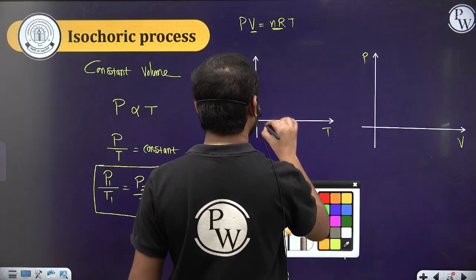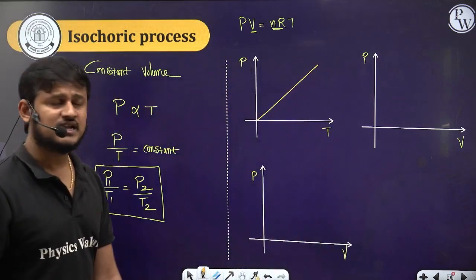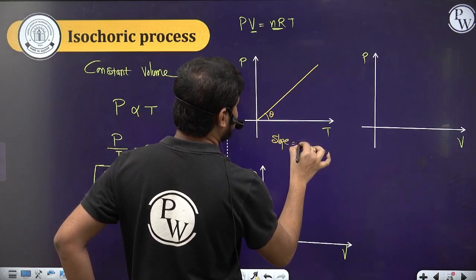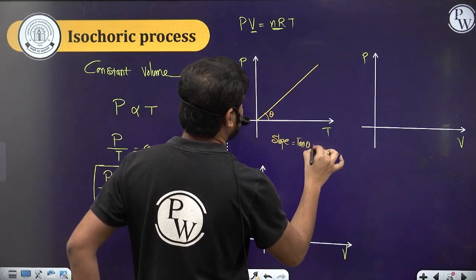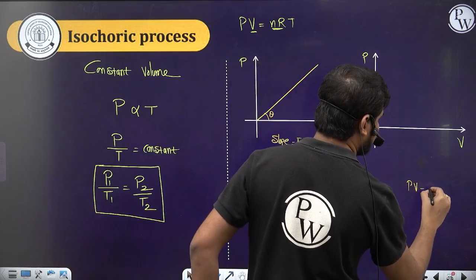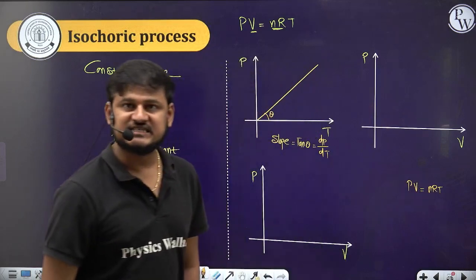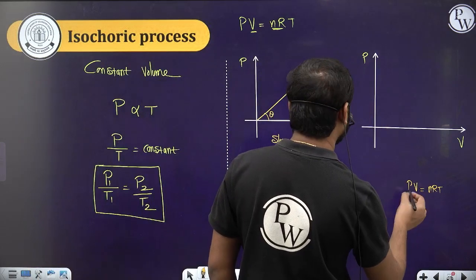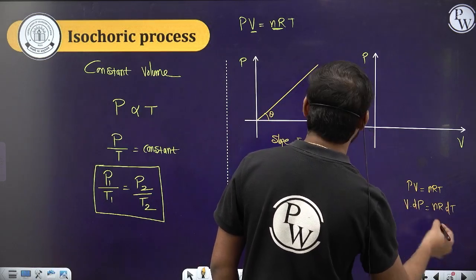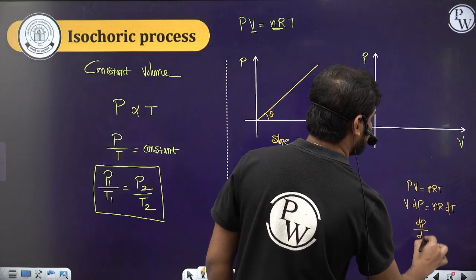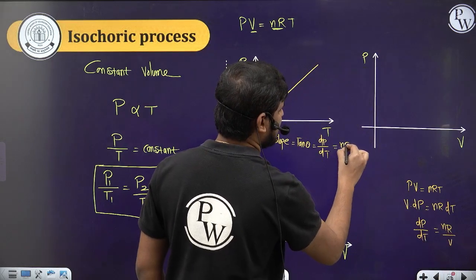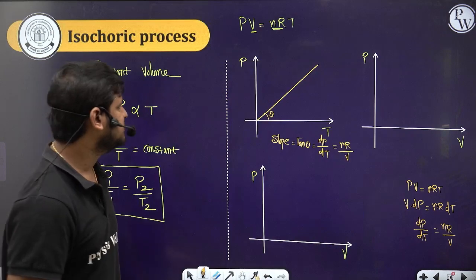Done. So P versus T is a straight line. Here the slope is going to be tan theta, which is dP by dT. You can also do one thing: PV is equal to nRT for an ideal gas. At constant volume, V into dP is equal to nR dT. So dP by dT is equal to nR by V. Simple thing, right?